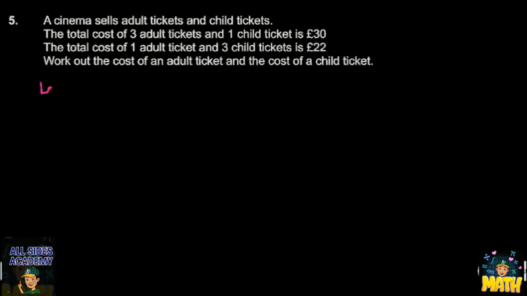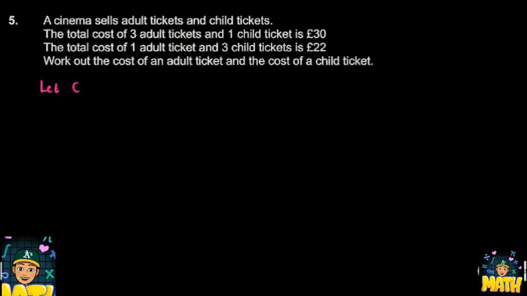In this case, because we do not know the cost of the adult and the child tickets, we're going to let letters represent that cost. So I'm going to let A represent the cost of the adult ticket and C represent the cost of the child ticket.